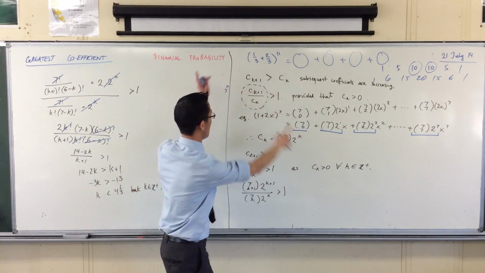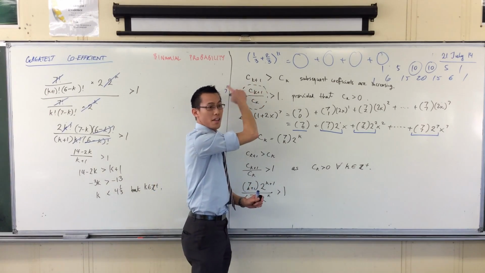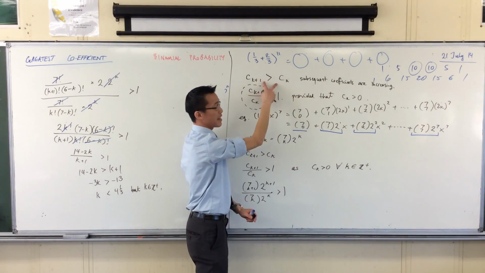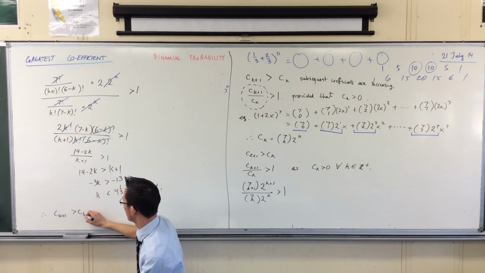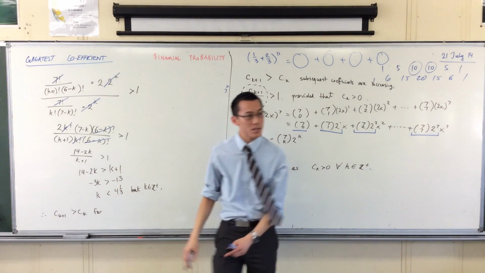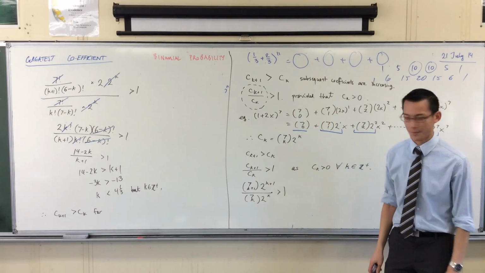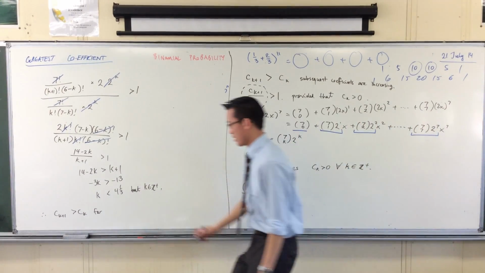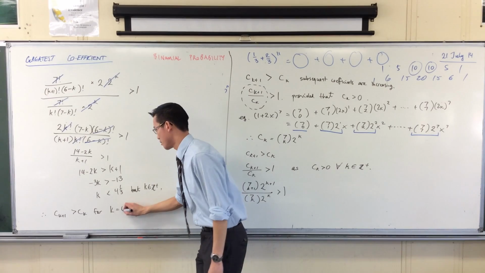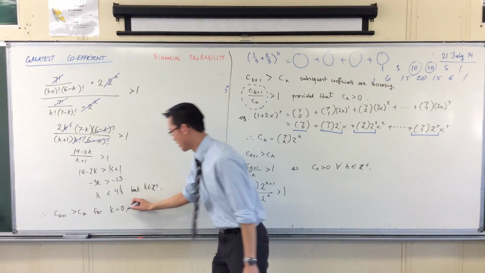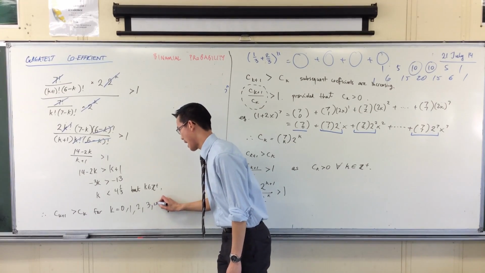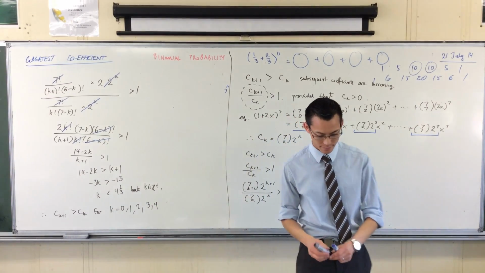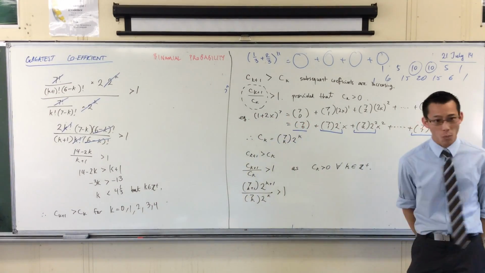This, where is it? There it is. There's what we started with. The subsequent coefficients are going to be increasing. This is true for what values of k? What values of k? For k is, well, 0, it'll be true. 1, it'll be true. And 2, and 3, and 4. So, what can I get out of this?